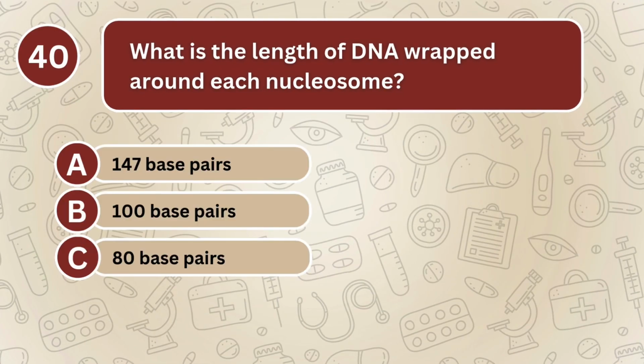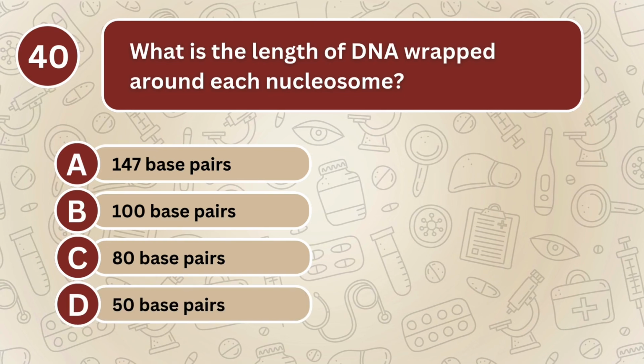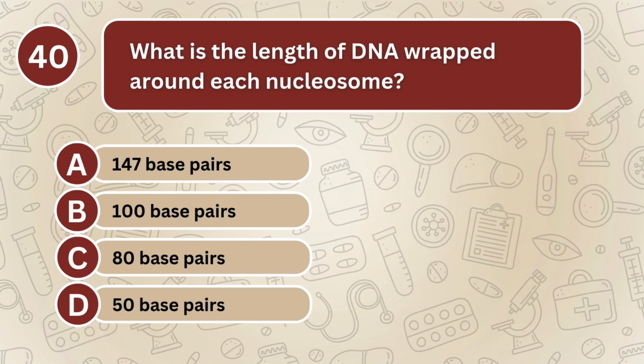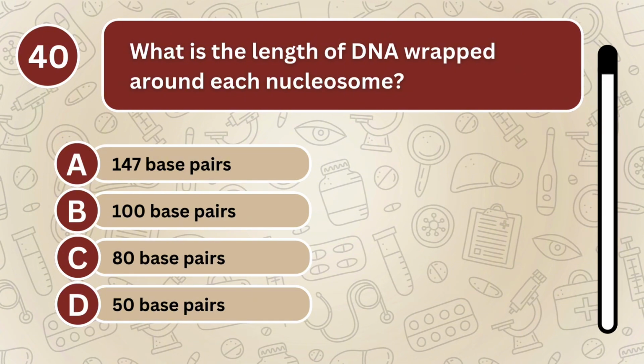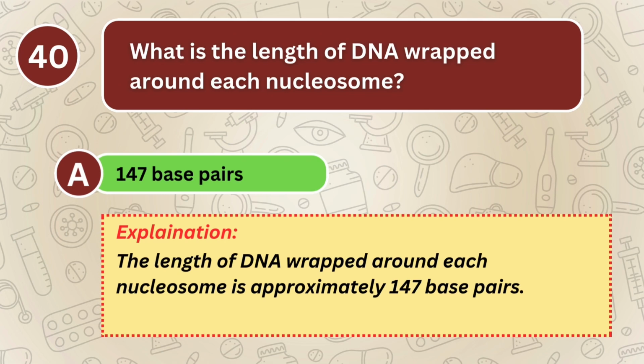What is the length of DNA wrapped around each nucleosome? 147 base pairs, 100 base pairs, 80 base pairs, or 50 base pairs? Correct answer is A. 147 base pairs.